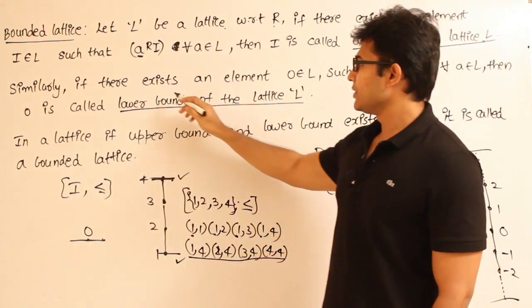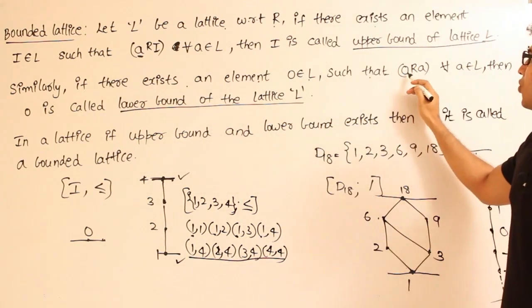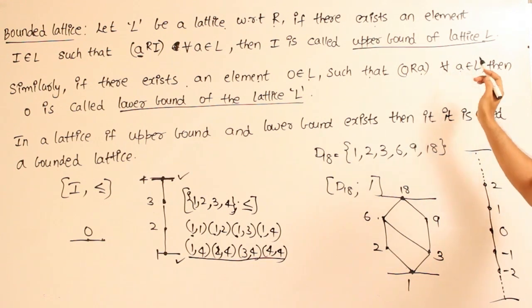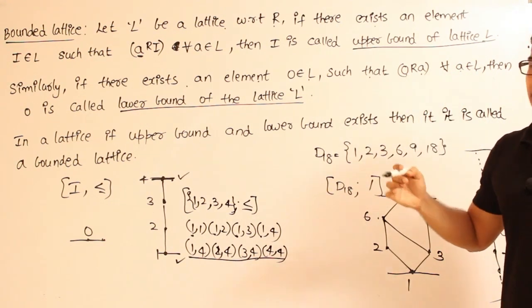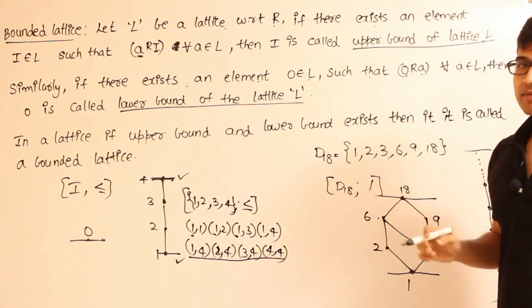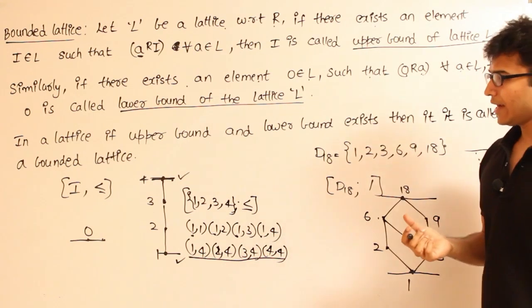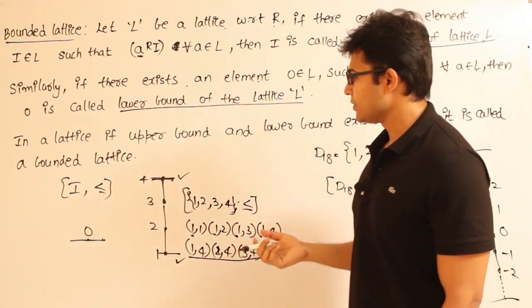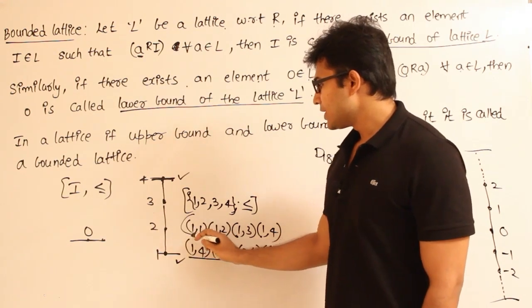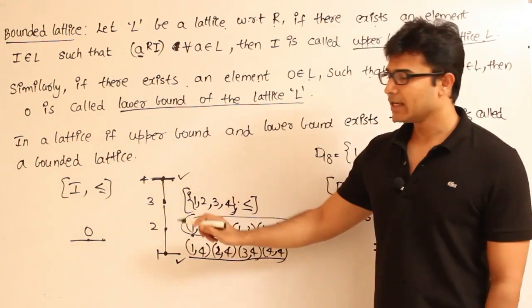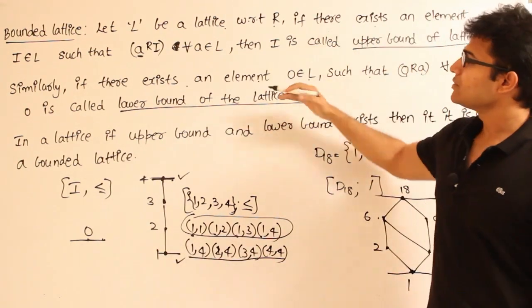And similarly, if there exists an element O such that O is related to A for all A belonging to L, which means if there is an element which is related to every other element in the lattice, then that is called the lower bound of the lattice. So what they actually mean is, if there is an element like this, O, and O is related to all the other elements of the lattice, then it is called the lower bound. So that is the upper bound and that is the lower bound.